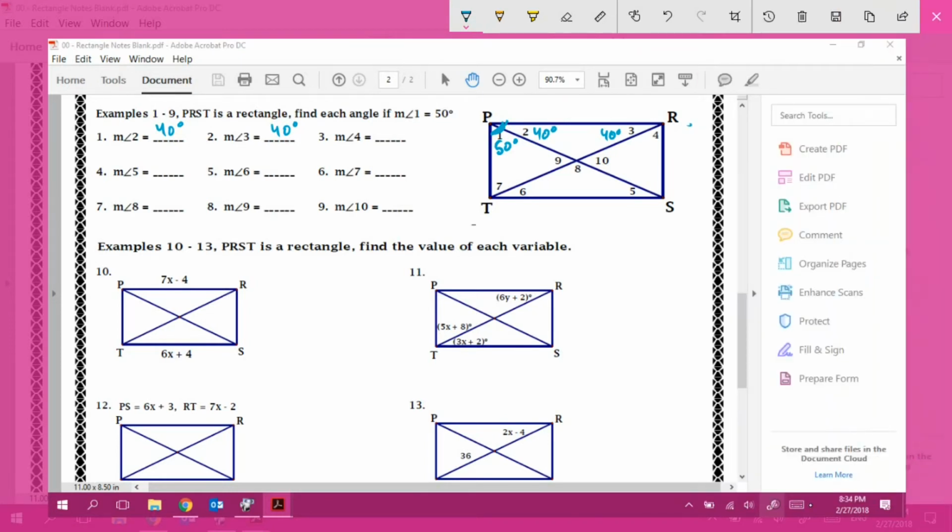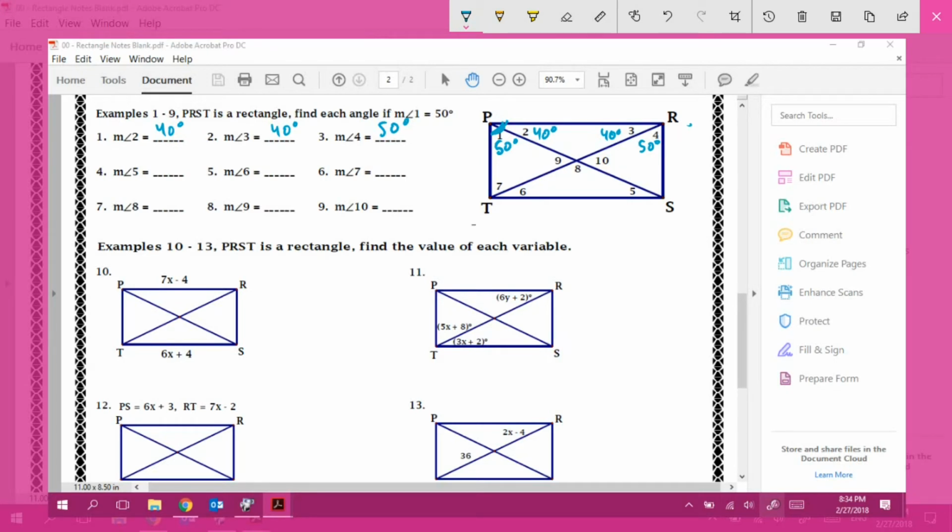3 plus 4, this angle right here, that's a right angle. That has to equal 90. So angle 4 is also 50 degrees. Right? Okay. Measure of angle 5. That's down over here. You guys should be able to work your way around the outside.